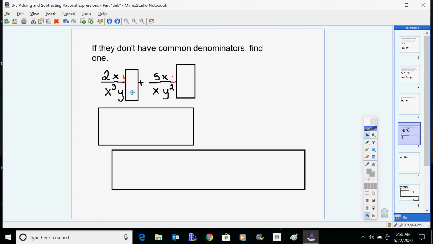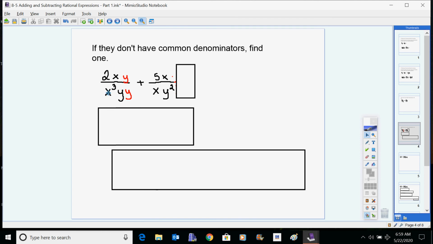So I need 1 more y over here and I need 2 more x's over here. But when you're doing that, in order to keep the value of this particular term the same, you need to multiply the numerator and denominator by the same thing. If you remember back to your days of equivalent fractions, because y over y is just 1, so really all I'm doing is multiplying this by a strange looking 1.